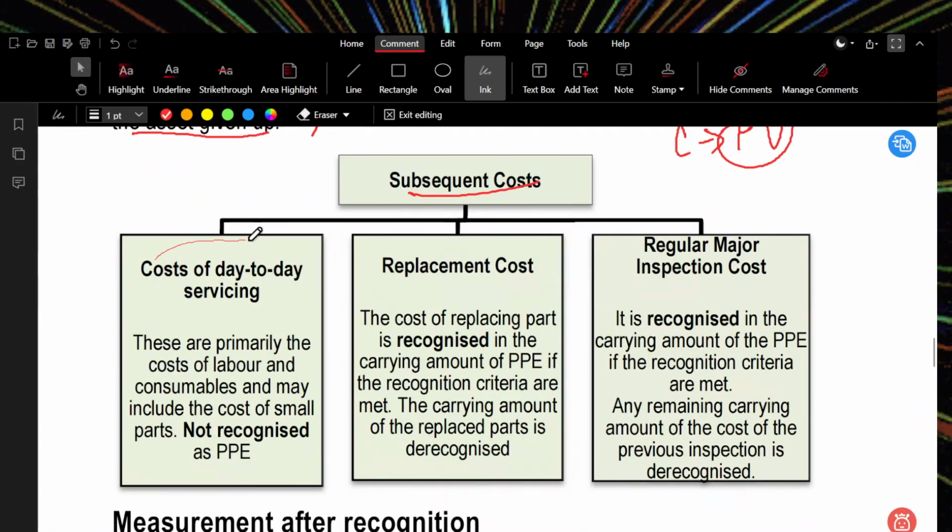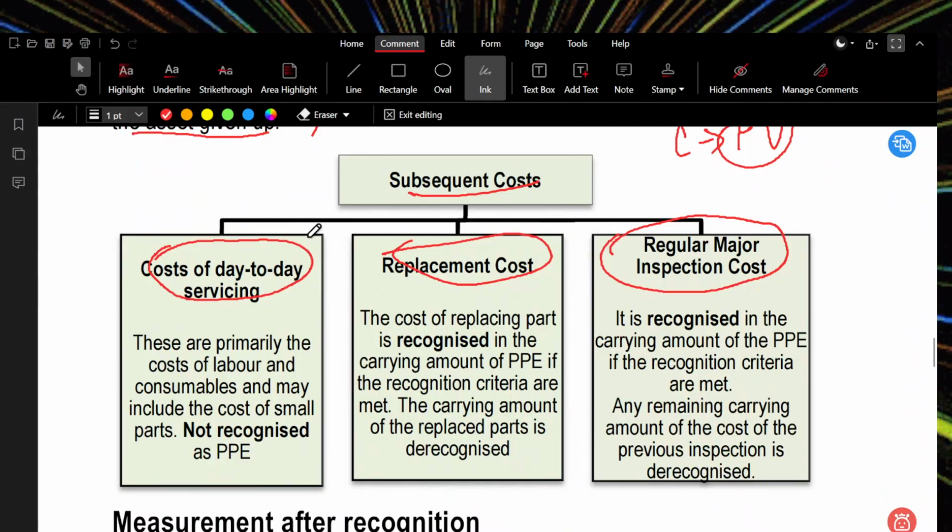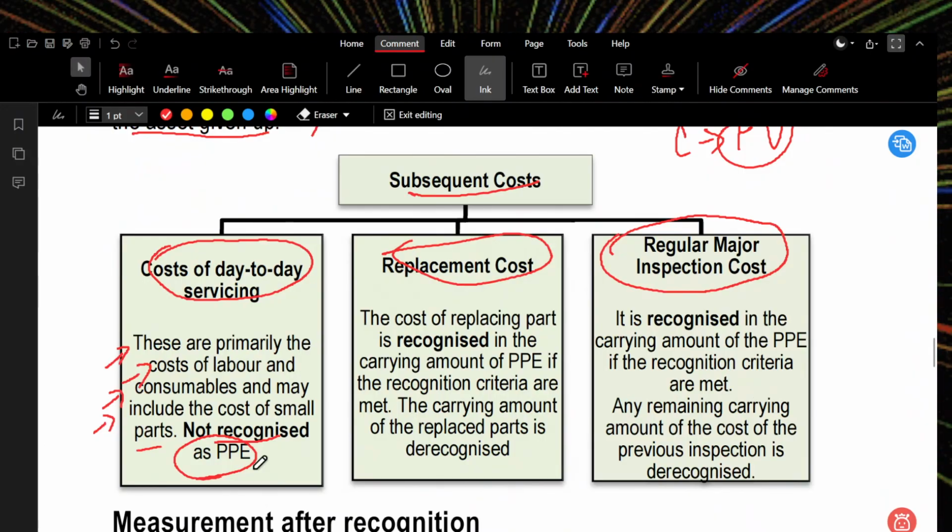Subsequent costs: cost of day-to-day servicing, replacement cost, and major regular inspection cost. The cost of day-to-day servicing is primarily the cost of labor and consumables, and may include the cost of small parts not recognized in plant, property and equipment. Some bolts, nuts, grease, oil that needs to be changed, some parts that need to be changed. These kinds of things go on day to day. So these are costs, and you can consider these costs as capitalized.